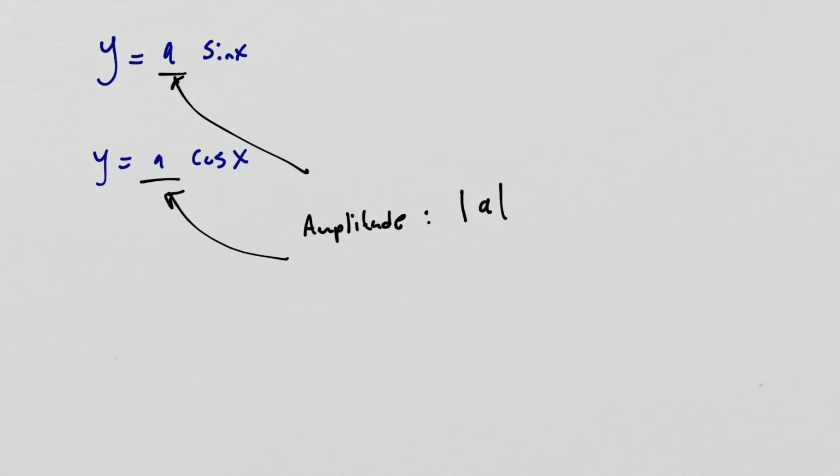Now, since we have the amplitude, which again represents stretching our trig functions vertically, let's turn to the transformations that affect the x values. We know again that the functions sine and cosine have a period of 2 pi. Now we can alter this period by a horizontal stretch. This will be done by multiplying the x values by constant numbers.